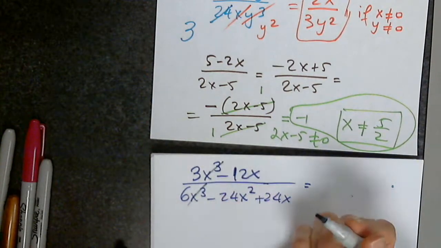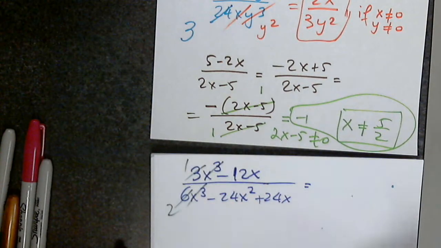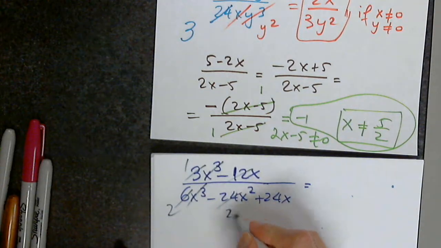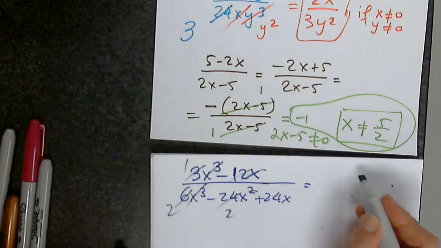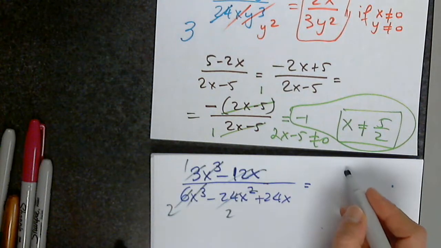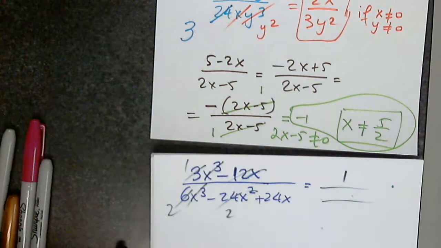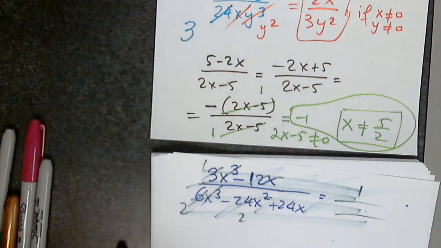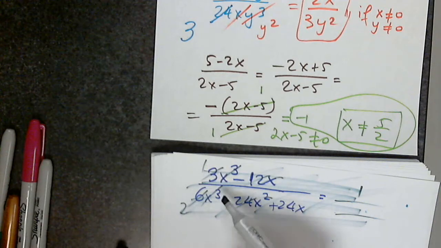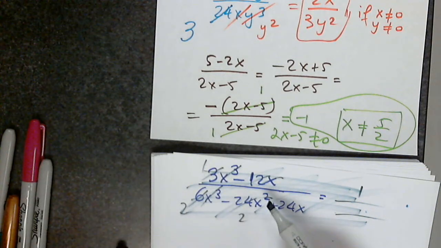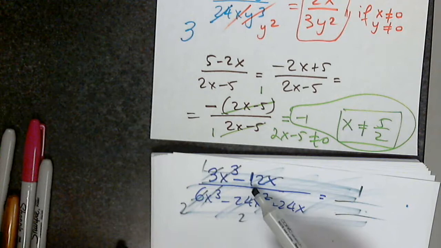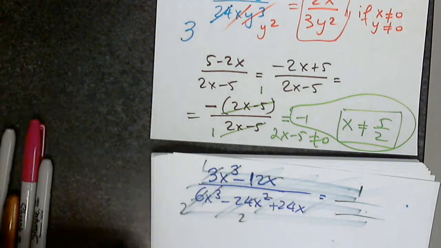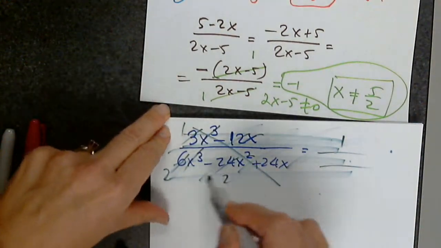Simplify x cubed with x cubed, 3 with 6, 12 with 24, and get a 2, and x with x, and what am I getting at the top? 1, and the bottom, and so on. Can I do this? No. Of course not. Because I am not simplifying factors. 3 is not a factor here, unless I pull it out. 12 is not a factor here, unless, right? So this would be a terrible mistake.